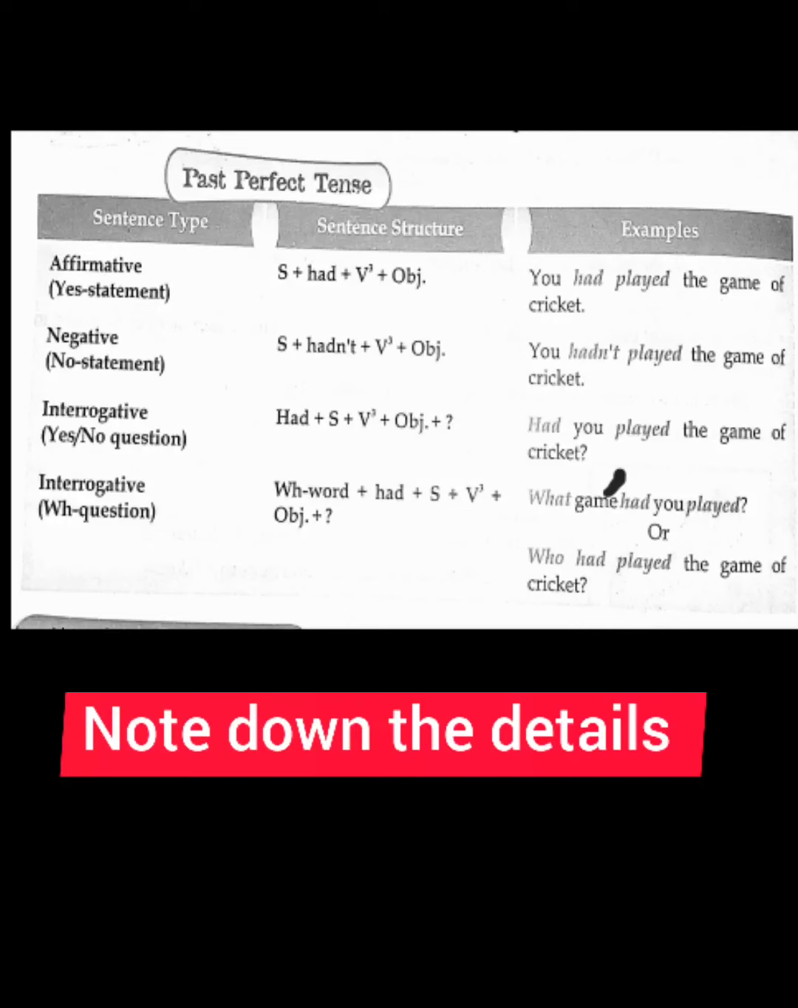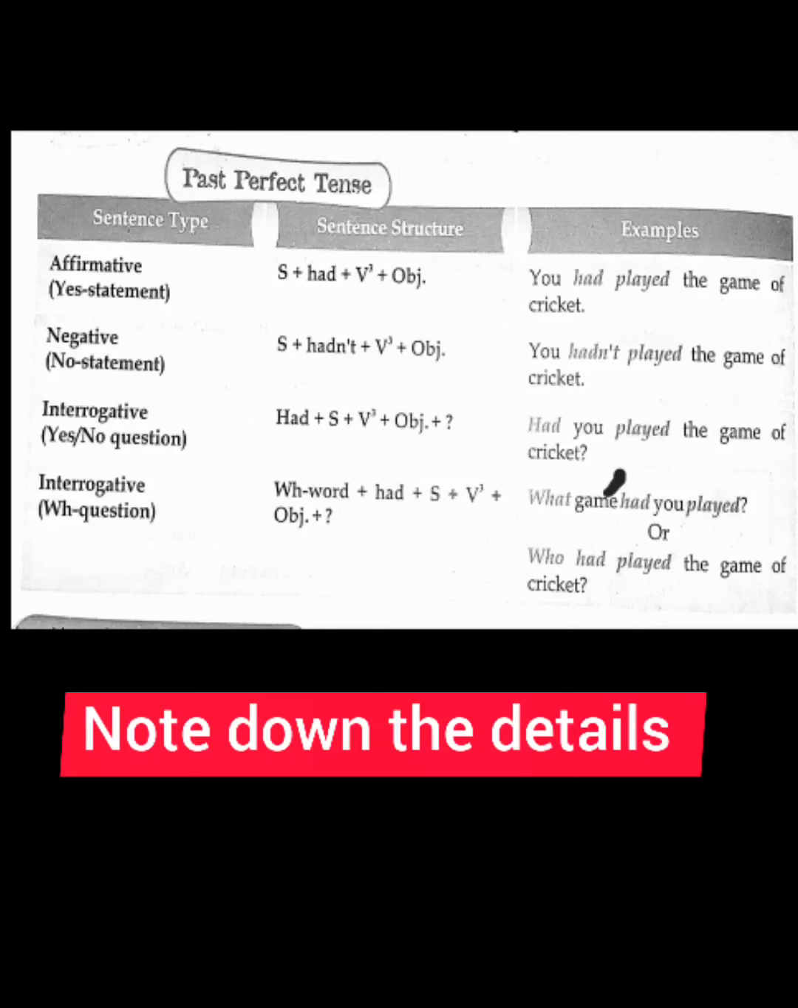Now the next one is interrogative. In interrogative, my helping verb will come at the first position. So how will it be changed? It will come to the first position. So had plus subject plus verb third form plus object plus question mark. So let's see the example: Had you played the game of cricket? Question mark. Can you see how my sentences are transforming in different cases? Had you played the game of cricket? Question mark.